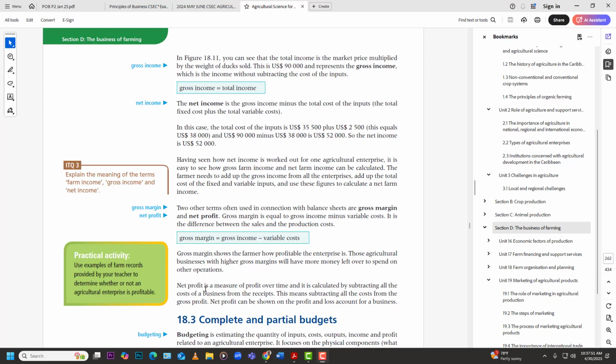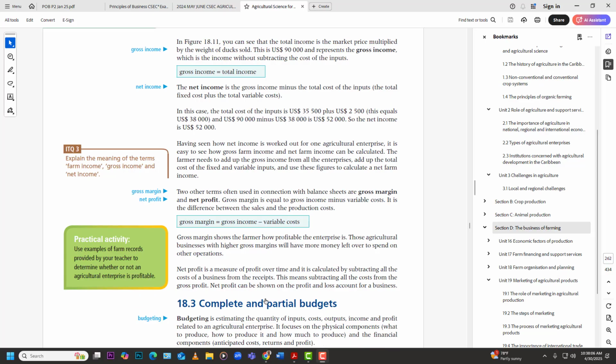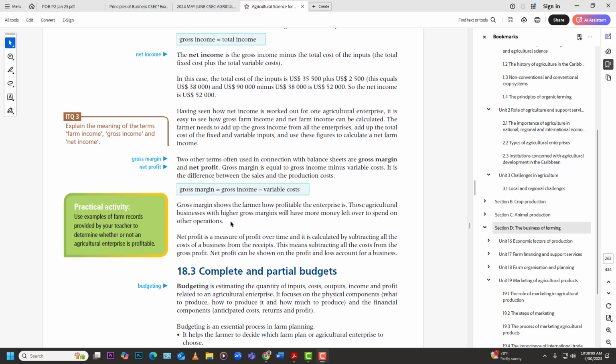Then you have a net profit now. So your net profit is a measure of profit over time, and it is calculated by subtracting all the costs of a business from the receipts. This means subtracting all the costs from the gross profit. Net profit can be shown on the profit and loss account. So that's a big difference right there. Gross margin is about your income minus variable costs. Whereas your net profit, as it suggests, net, that's where you take away all of the expenditure and the expenses, right, from whatever your initial gross profit was. So the remainder now is your net profit.